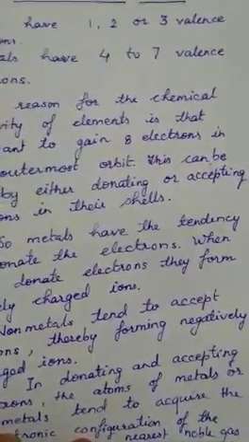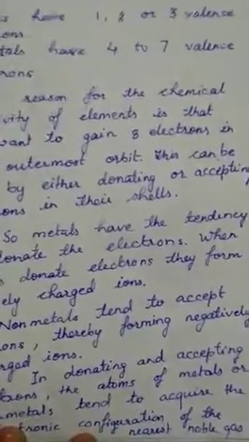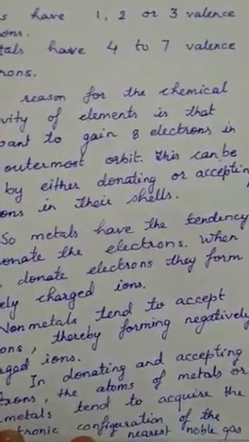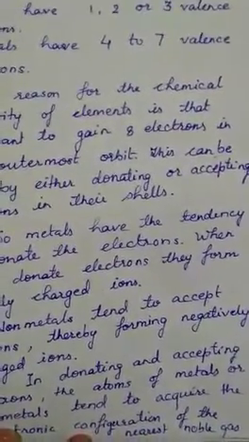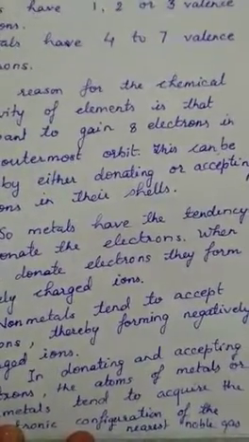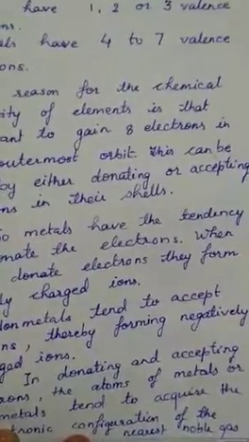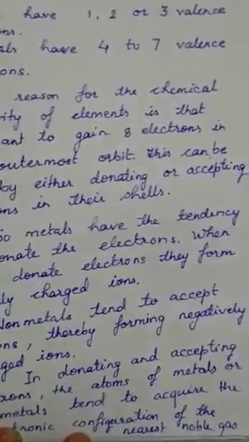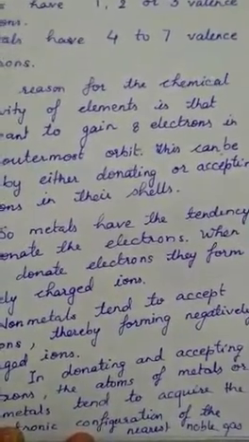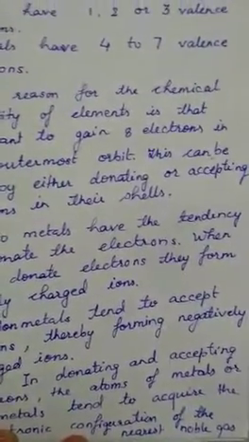So the force of attraction which is there between the oppositely charged ions is known as electrovalent bond. The force of attraction formed to form the molecule in oppositely charged ions is known as electrovalent bond. The chemical bond is known as electrovalent bond, and it is also called ionic bond.